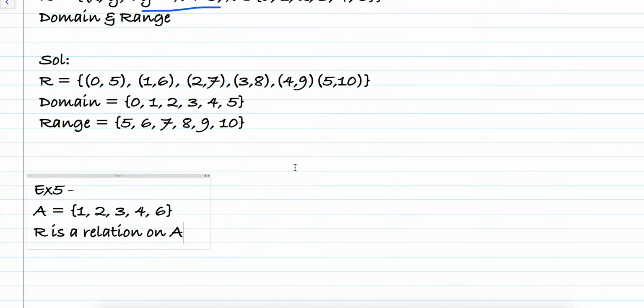If we say relation from A to B, then our domain will be a subset of A and range will be a subset of B. But if we write relation on A, then it's basically the same as relation from A to A. So R is a relation on A.